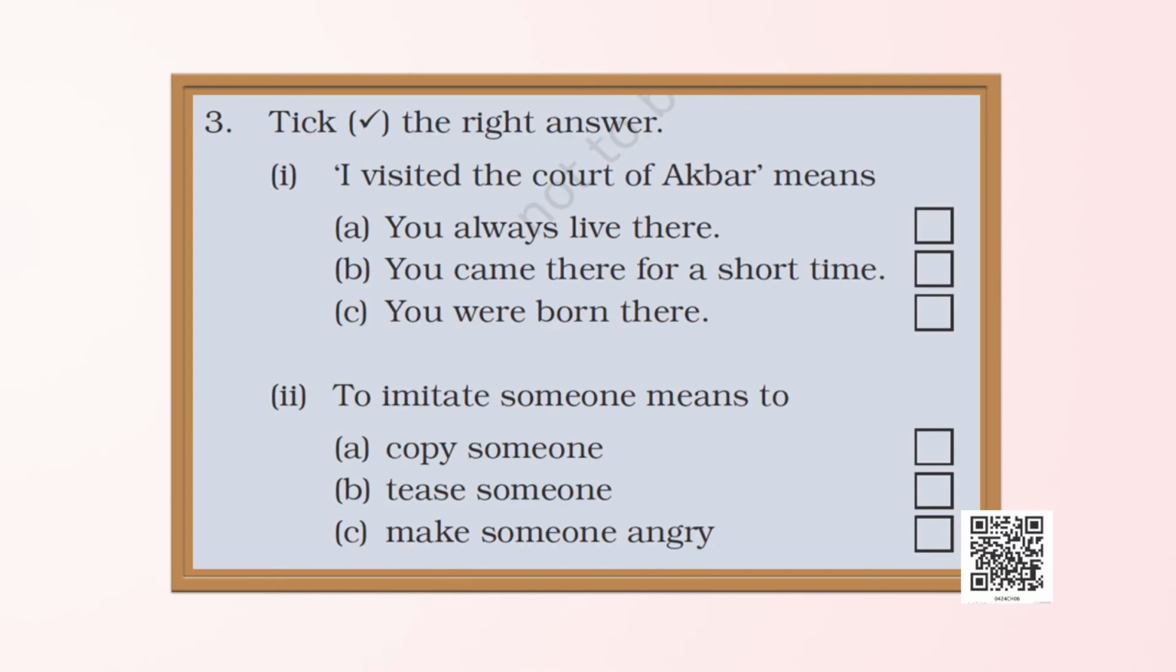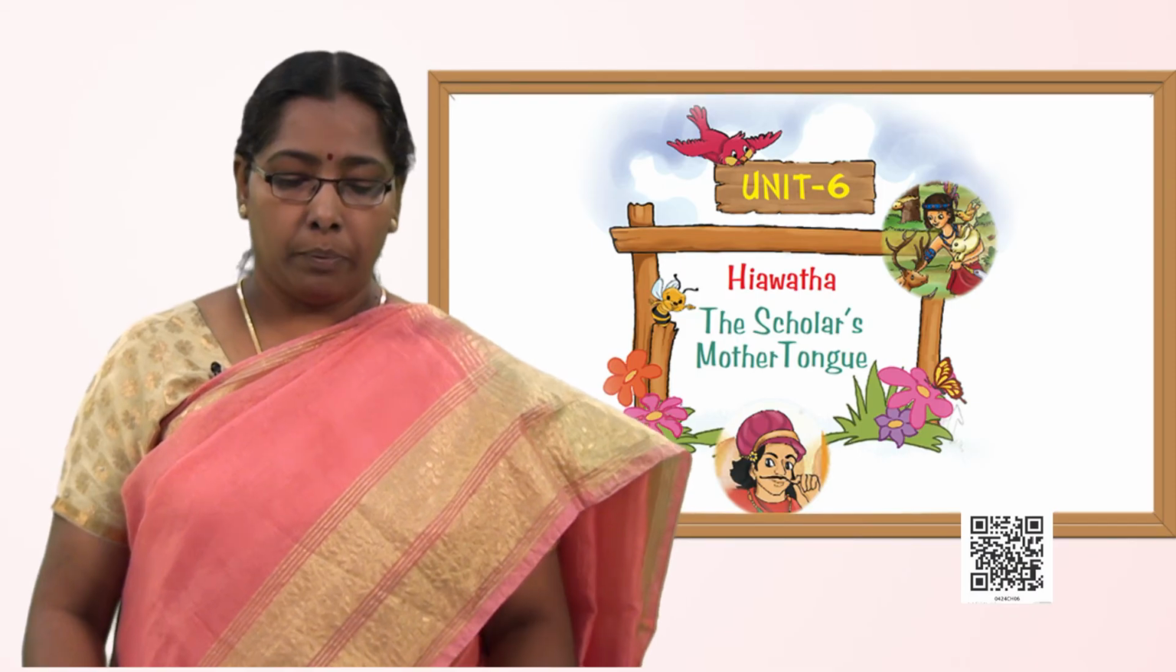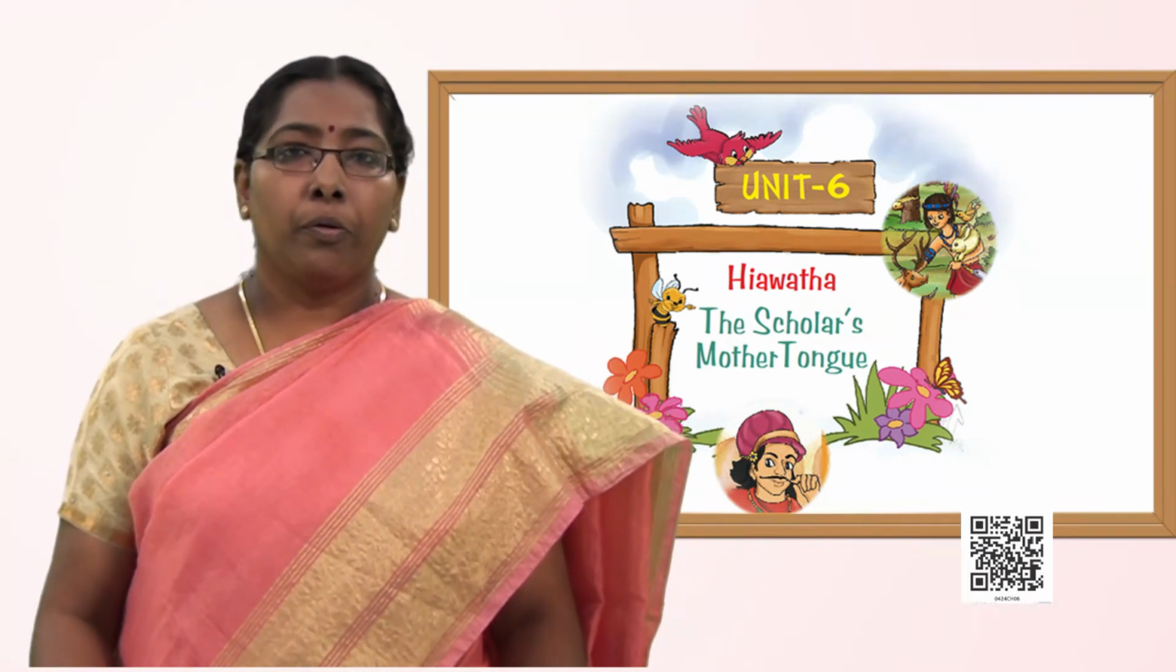And third activity, tick the right answer. So, depending on the understanding of the lesson, you have to tick the right words. So, refer the book and you have to tick the right answer. Understood? So, check the right answer and tick the correct, and you can check the answer with your friends. Now, moving on to the next activity, page number 123, you have a column. Okay? So, you have to fill the words.